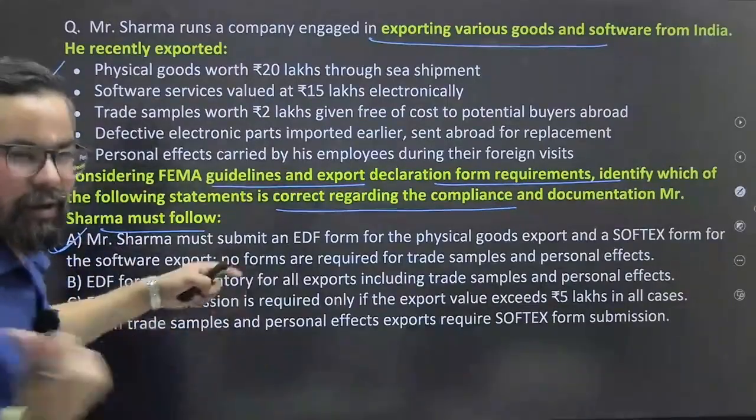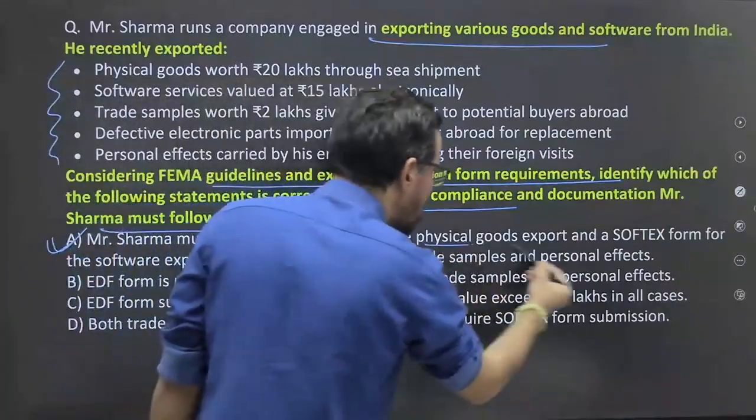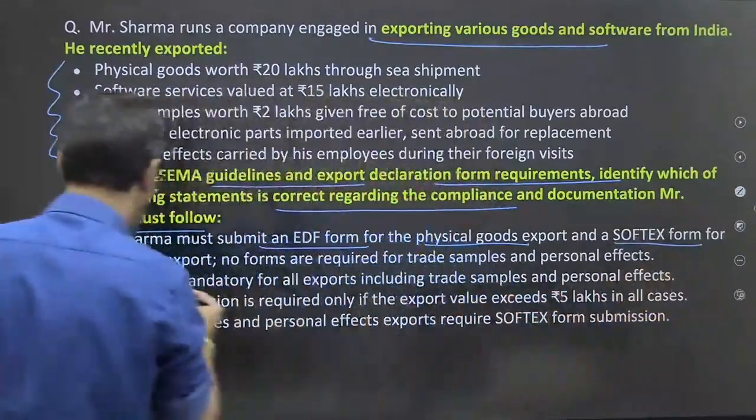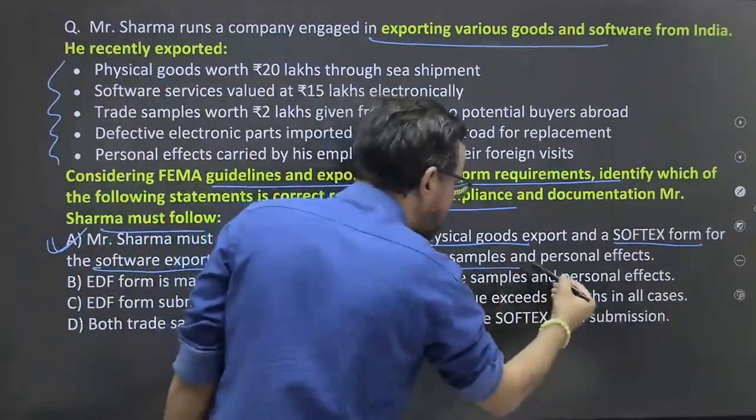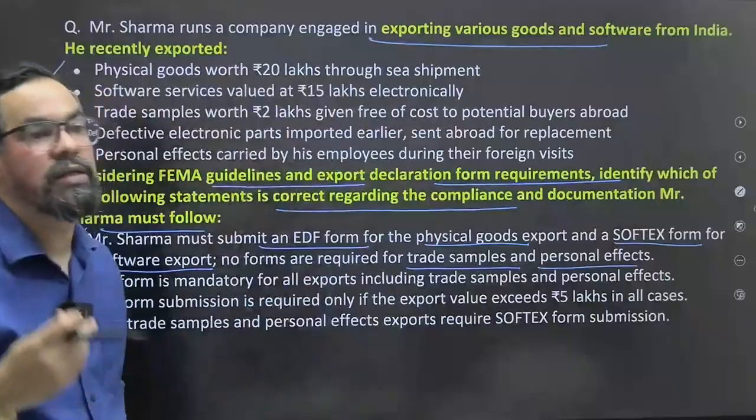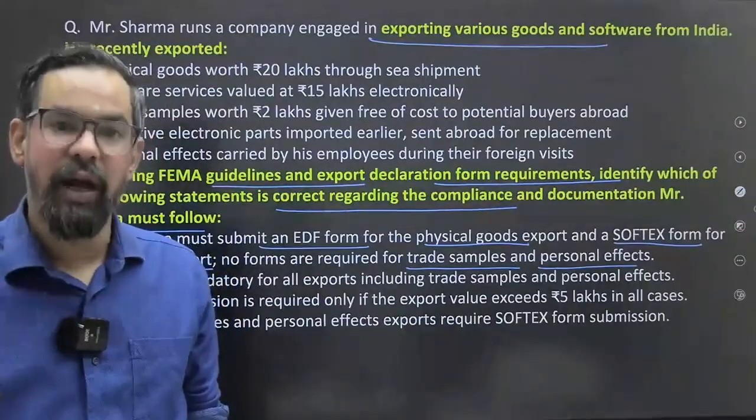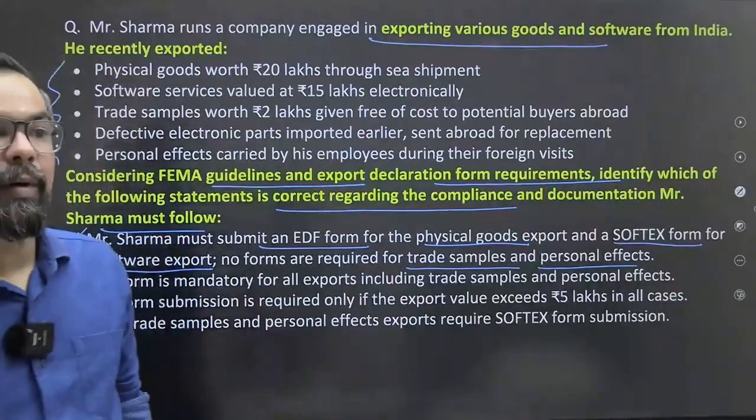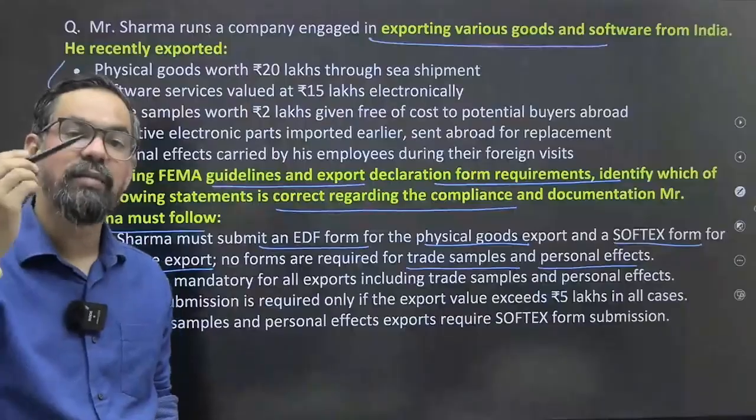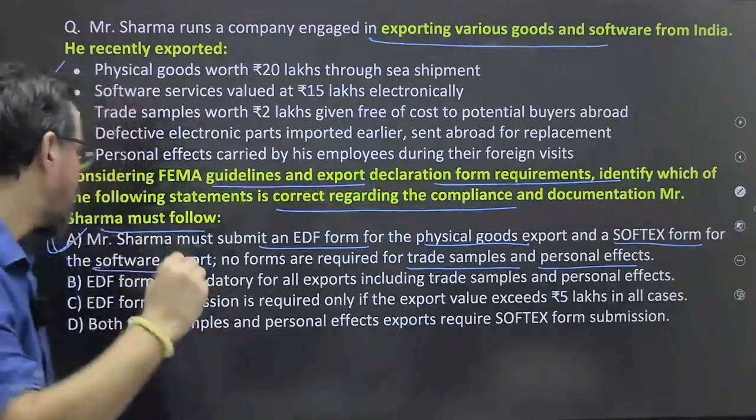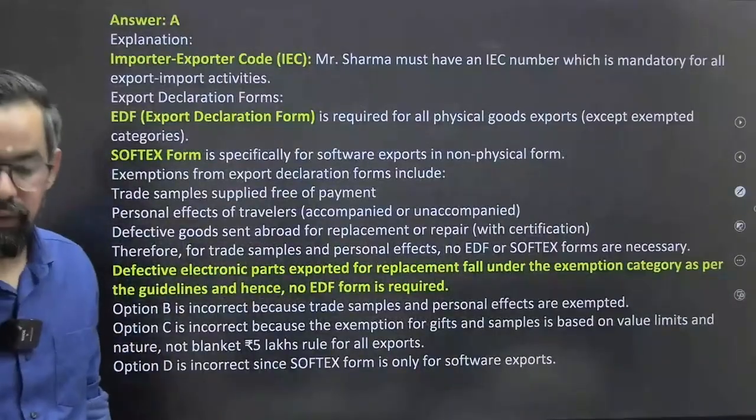So अभी कुछ देर पहले भी हमने इसके ऊपर बात किया था. EDF is generally for physical goods and Softex for the आपका software, ठीक है। So other than software we generally use EDF. No form are required for trade samples and personal effect. Even sometime कोई आपका डिफेक्टिव पार्ट्स ऑफ आपका एयरलाइंस या जो एयरक्राफ्ट से उनके रिप्लेसमेंट, या फिर if we send something for sampling purpose or the others also, so they generally comes under this. So option A, without any doubt, it will be right answer for this particular.